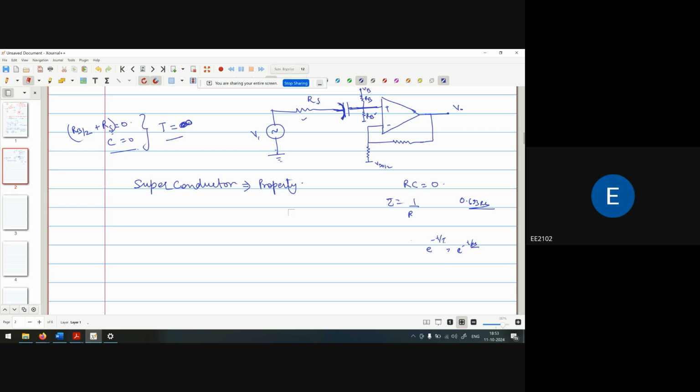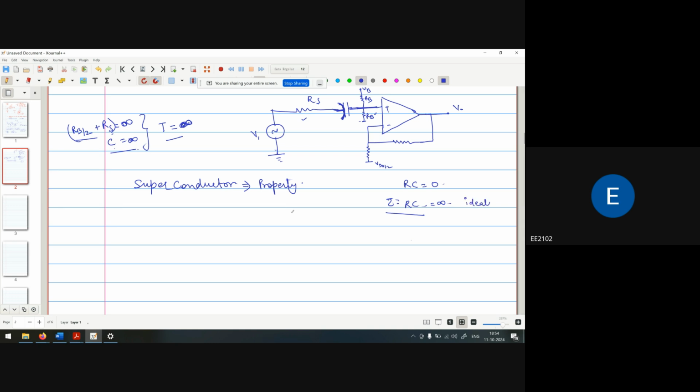Time constant is RC. Now if R is infinite or C is infinite, we can say the time constant is infinite.